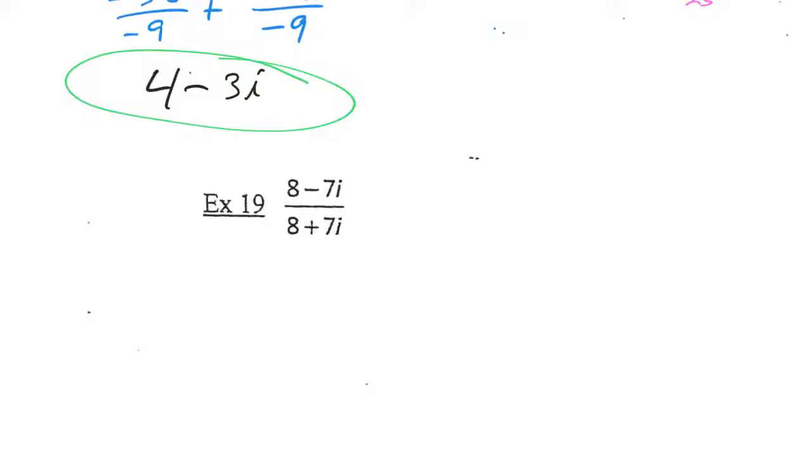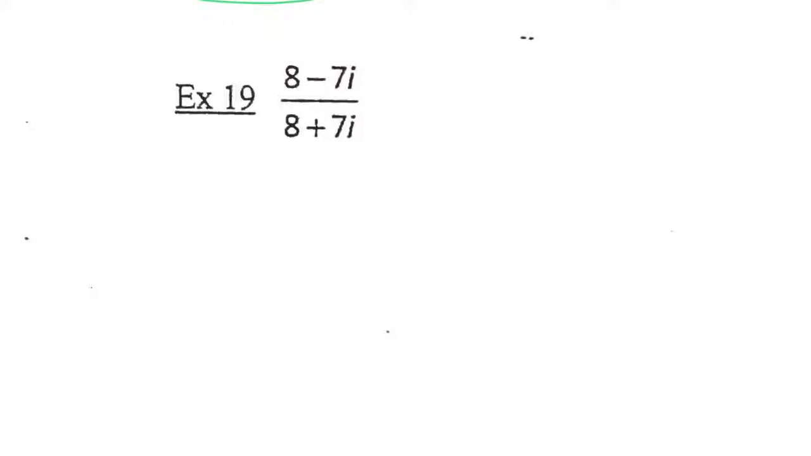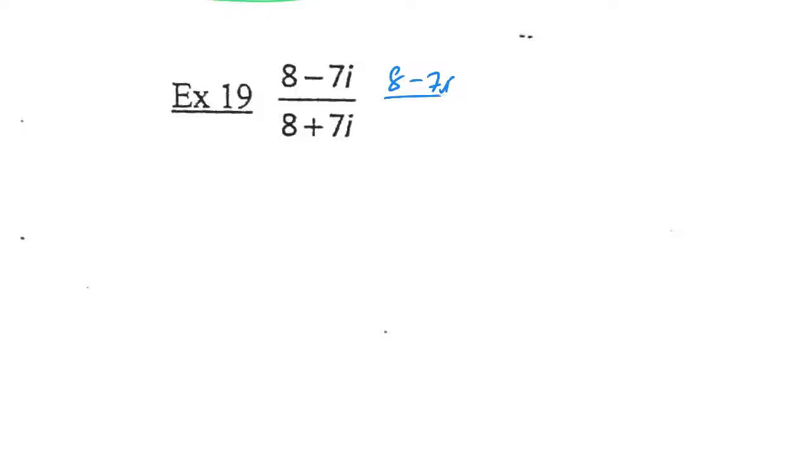All right, got one last example. You guys try and do the entire thing on your own. Let me just make sure we get started off on the right foot. We're going to multiply by the conjugate of the denominator. So we're going to multiply by 8 minus 7i over 8 minus 7i. Okay, go to work, pause the video, come back when you're ready.